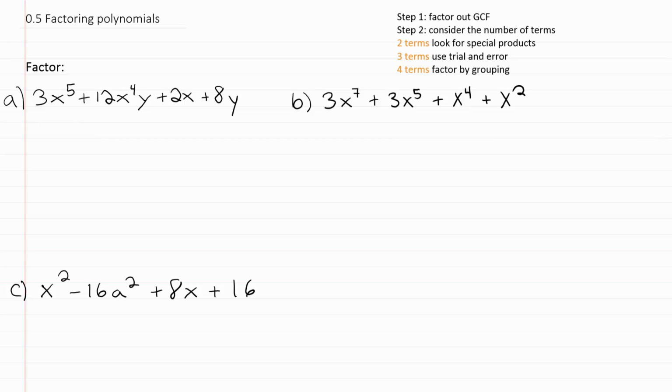And any polynomial with 4 terms means that we should factor it by grouping, or at least attempt to factor it by grouping. So the normal, traditional way to do this is just to group the first 2 terms, and then try grouping the second 2 terms. And oftentimes that's the right answer.